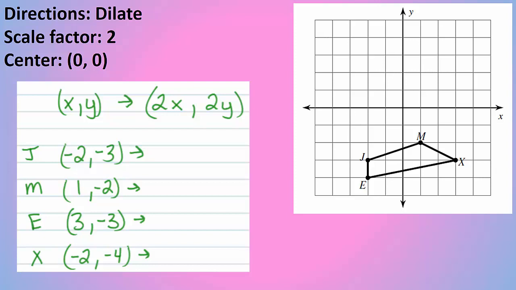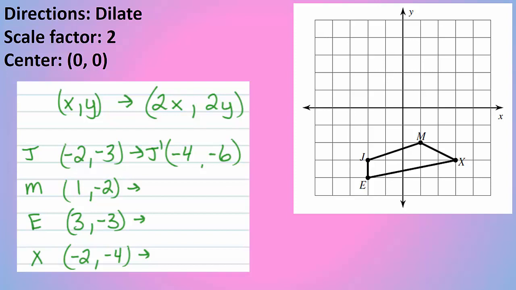So for J, I plug in the x value of negative 2. So negative 2 times 2 gives me negative 4. I'll plug in my y. Negative 3 times 2 is negative 6. And my new ordered pair for J prime would be (-4, -6). Now, as I mentioned, negative 4 is on the graph, but negative 6 falls beyond the graph.